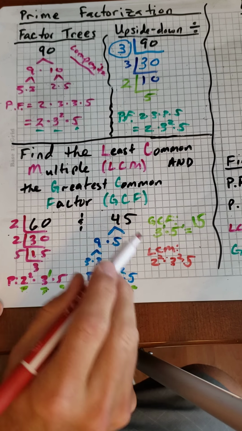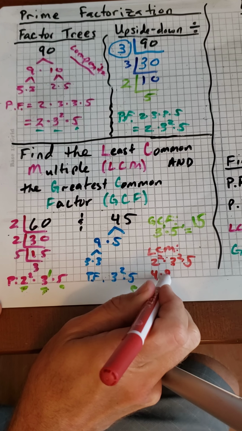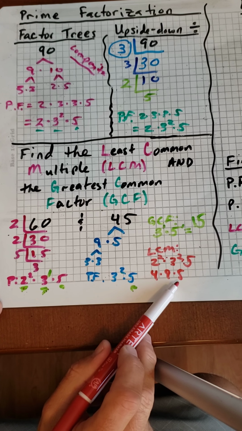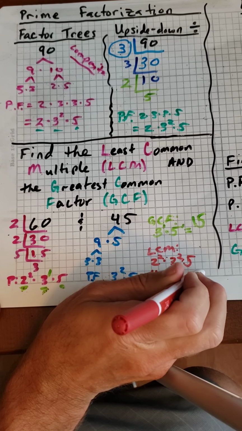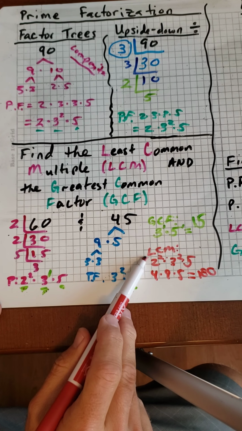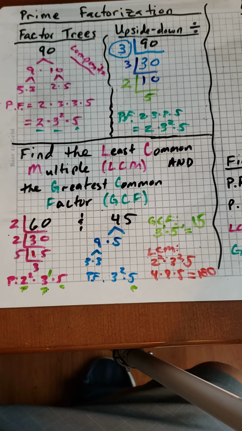Okay, or you can multiply it out. So if you multiply it out, you would get 4 times 9 times 5. And so 4 times 5 is 20, times 9 equals 180. So 180 is the LCM for 60 and 45, okay?